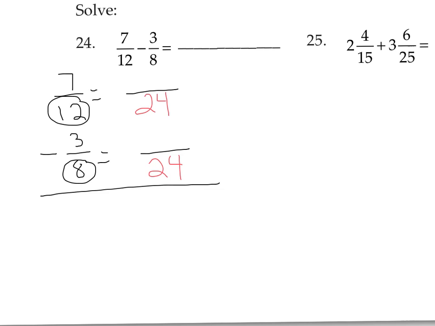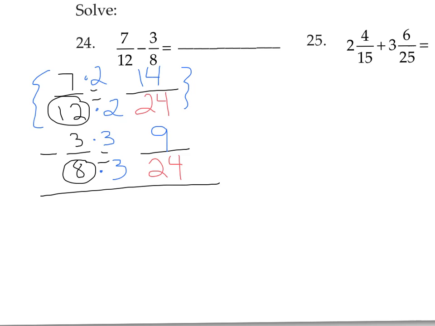Now that I've changed the denominators, I also have to change the numerators. So this is the tricky part, determining what multiplication happened between the old fraction and the new. So to get from 12 to 24, I would multiply times 2. 12 times 2 makes 24. Whatever that multiply is, I also have to do the same thing on the top. So I have 7 times 2 making a new numerator of 14 here. On this fraction, 8 times 3 is 24. So on the top, also multiplying times 3. 3 times 3 is 9.